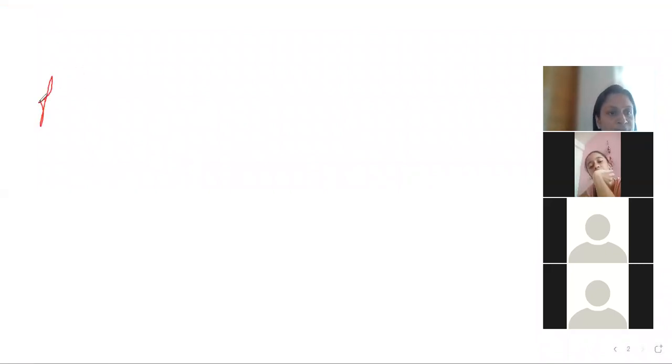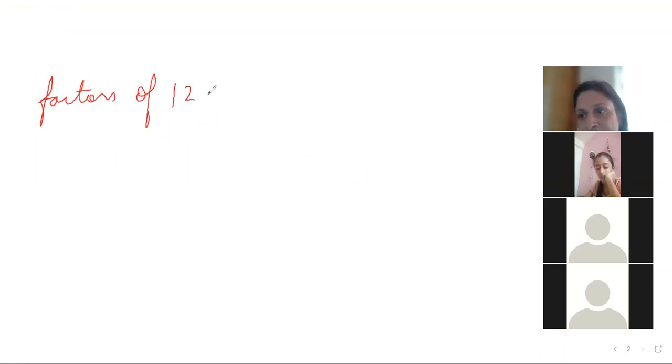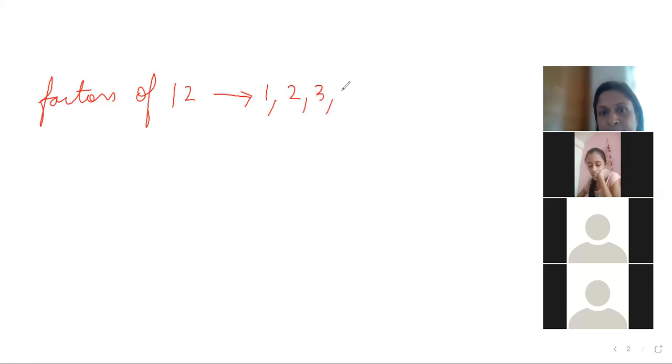So let's check for factors of 12. If I say factors of 12, what does it mean? Which are the numbers which can exactly divide 12? So what are the factors of 12? 1 can exactly divide, then 2 can divide, 3 can divide, 4 can divide, 6 can divide, 12 can divide. So you can see there are 6 factors of 12.